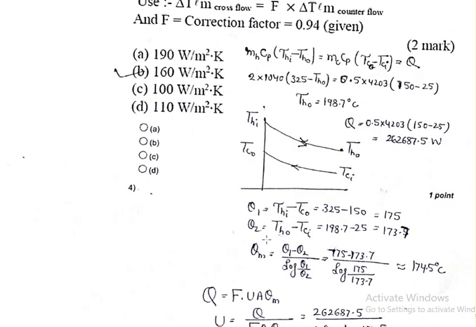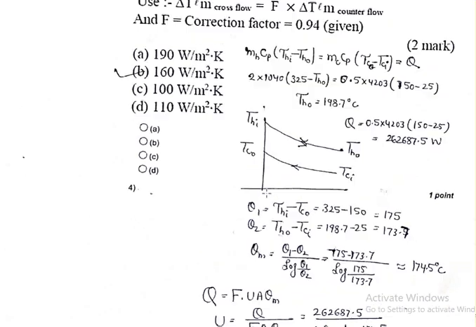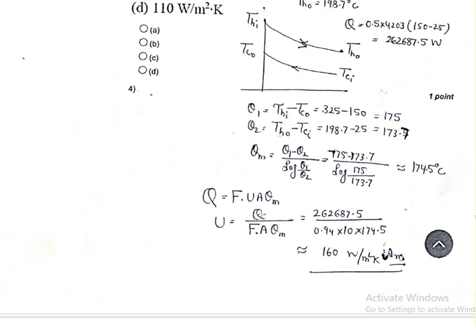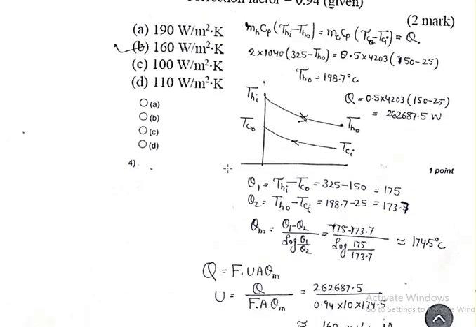Then we will calculate the logarithmic mean temperature difference. We will get 174.5 degrees centigrade. Then the correction factor is given as 0.94. So the formula for heat transfer will be F U A theta m. Here you will get U equal to 160. So the right answer is B. So this is the solution.